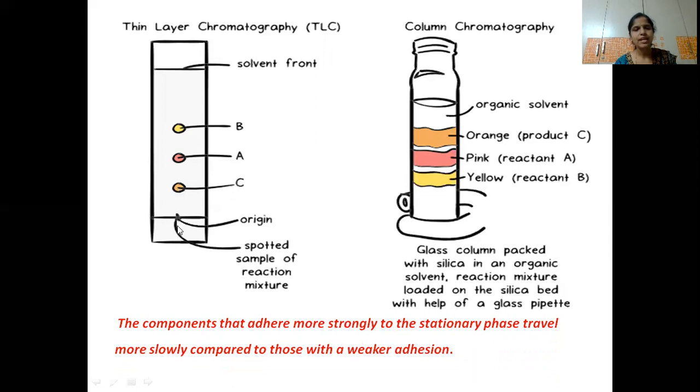lesser extent. Why has it traveled to a lesser extent? Because it has more affinity towards the stationary phase. Even in this column, you can see the C component has traveled to a lesser extent. Okay, so the more the affinity towards the stationary phase, that component will travel to a lesser extent or a lesser distance. Whereas the component which has more affinity towards the mobile phase will travel at a faster rate. So we have to remember that in all the TLC techniques, all the chromatography techniques.